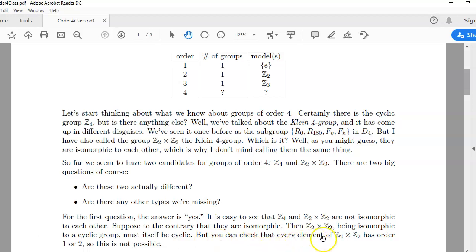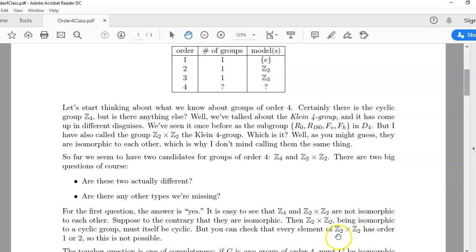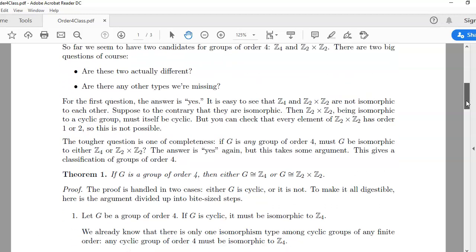But you can check that every element of Z2 cross Z2 has order 1 or 2. So it's not possible for it to be cyclic. For this to be cyclic, it would need an element of order 4, but it doesn't have any. And so there's no way that Z2 cross Z2 can be cyclic, and therefore there's no way that it can be isomorphic to Z4, because being cyclic is an invariant. So yes, they are different.